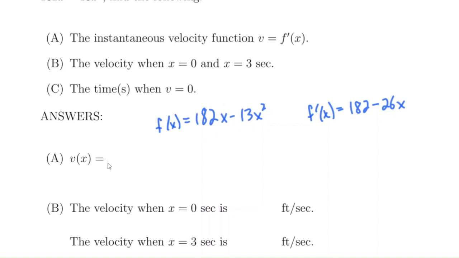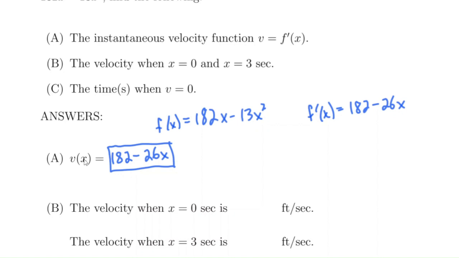So that's our v of x. Remember, v of x was just f prime of x. It's 182 minus 26x. So that's what you would type in to MyMathLab for this problem. Okay, now the velocity when x equals 0 seconds is what?